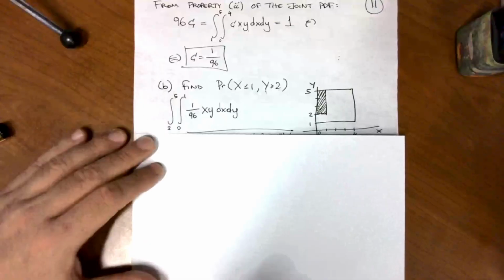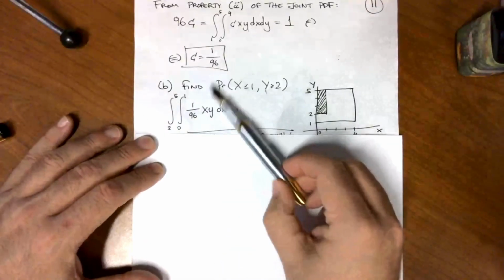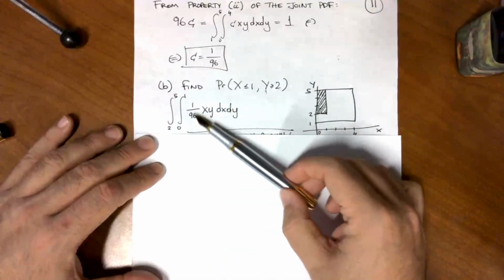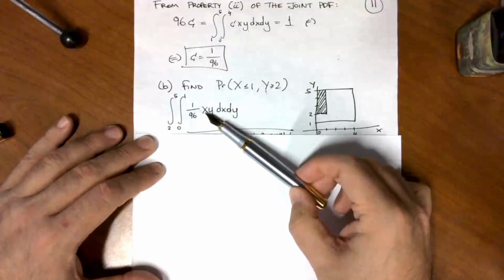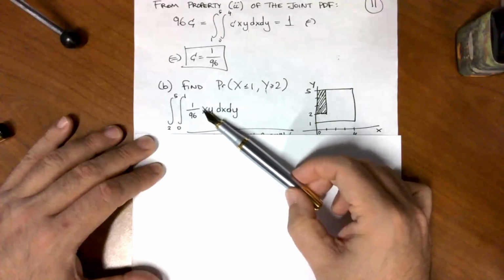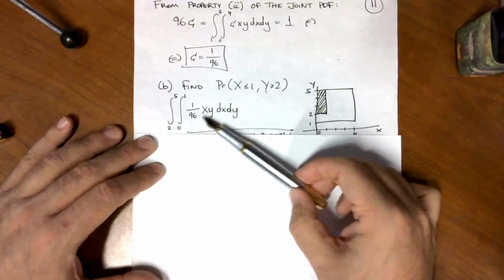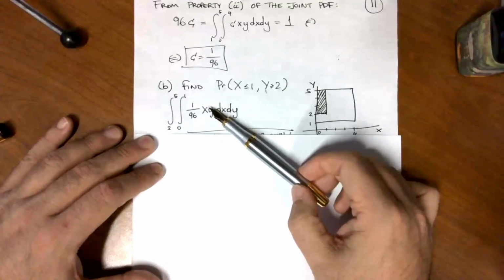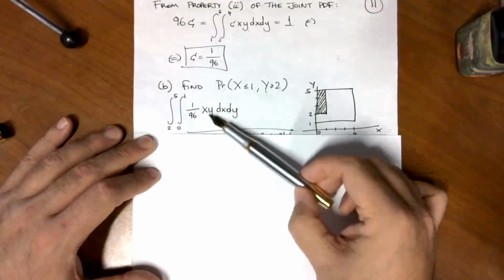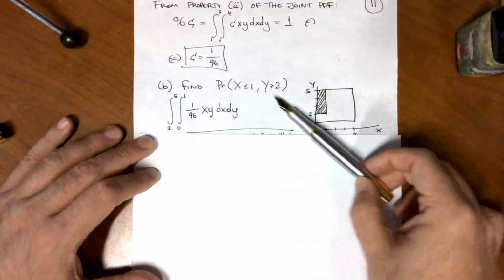So now we are ready to plug c into the functional form. That c is 1 over 96. Then the functional form is 1 over 96 times x times y. That is a joint PDF in this case. And we can use this joint PDF to make some calculations.